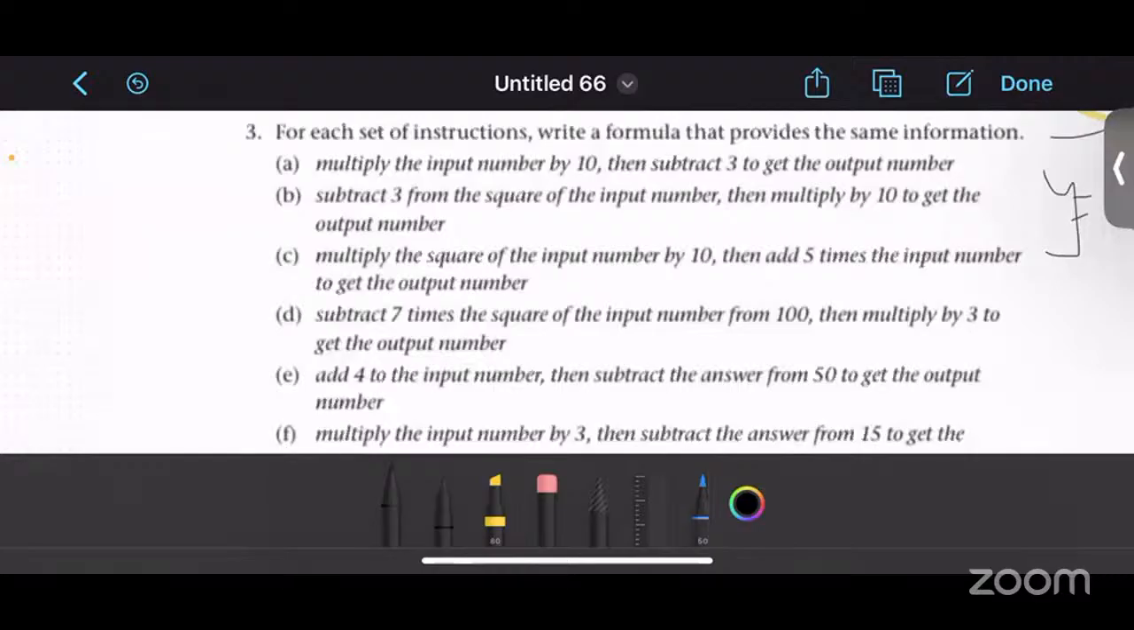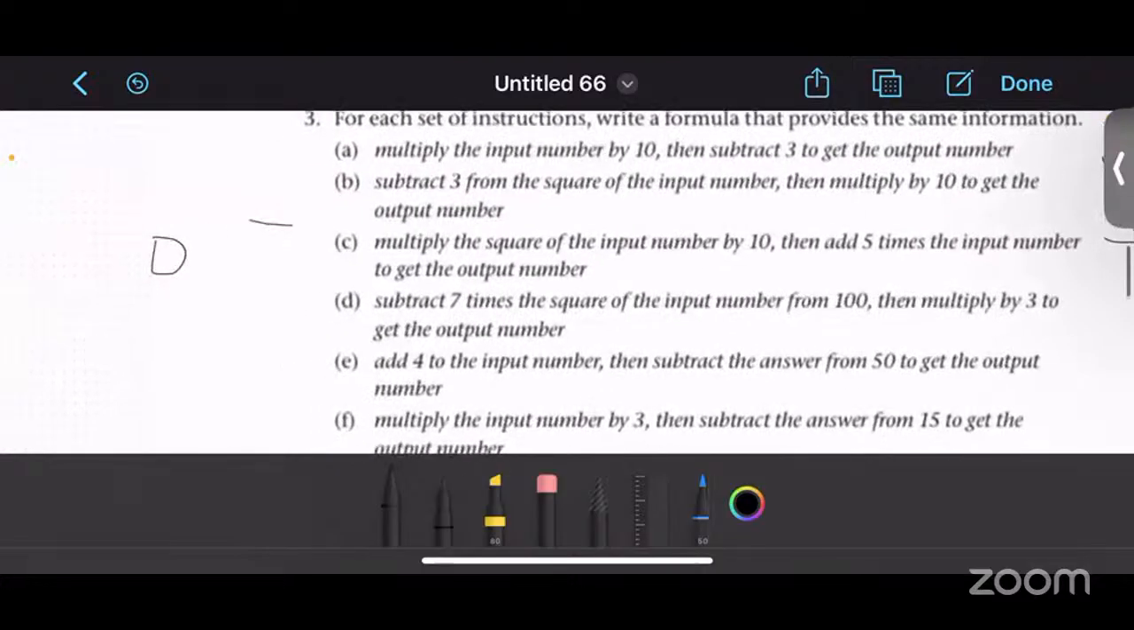And then we have B, Nangileke. They say subtract 3 from the square of the input number, then multiply by 10. The sum's going to be 10, open bracket, 3 plus x to the power of 2. Say 10, open bracket, 3 plus x to the power of 2.